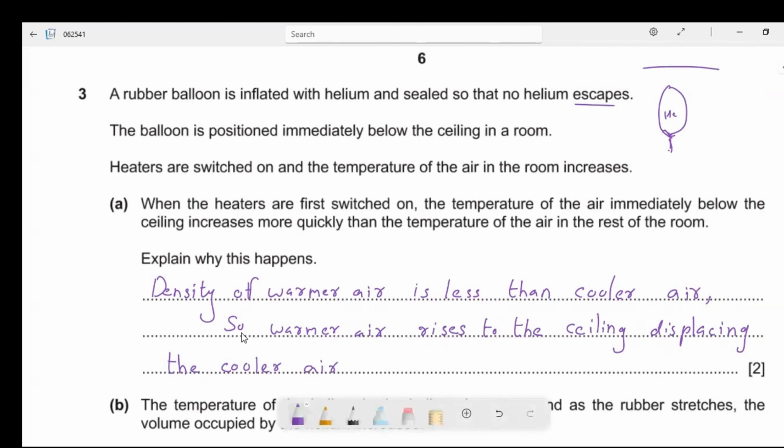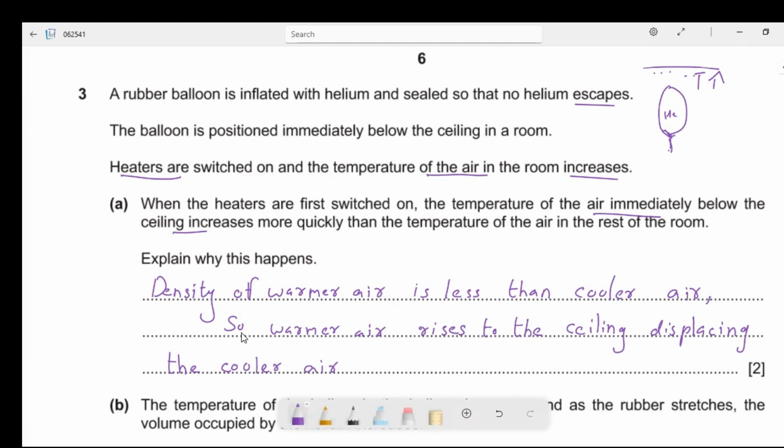Heaters are switched on. So when you are switching on the heaters, the temperature of the room increases. When the heaters are first switched on, the temperature of the air immediately below the ceiling increases quickly. So immediately below the ceiling, the temperature increases quickly, then the temperature of the air in the rest of the room. Explain why this is happening.